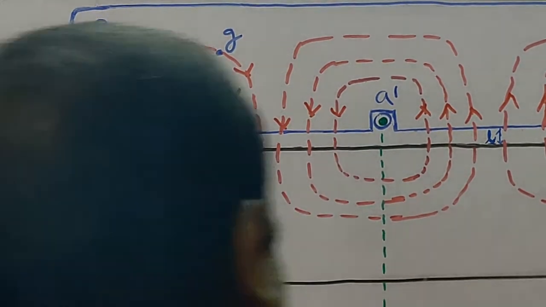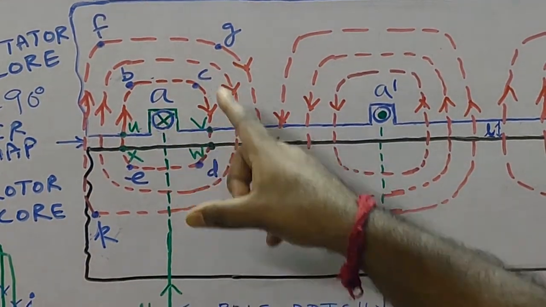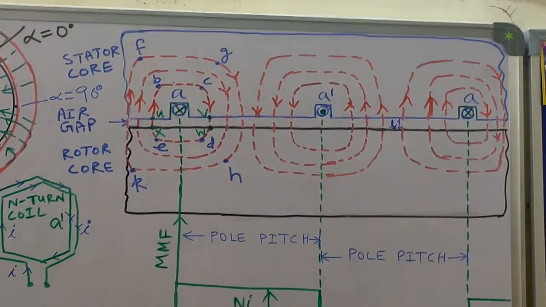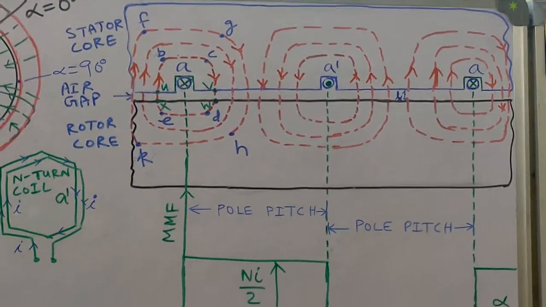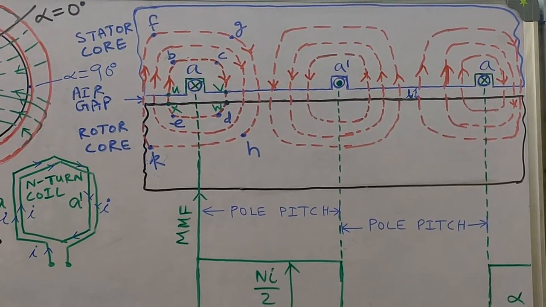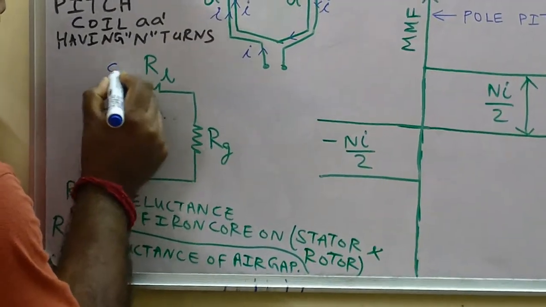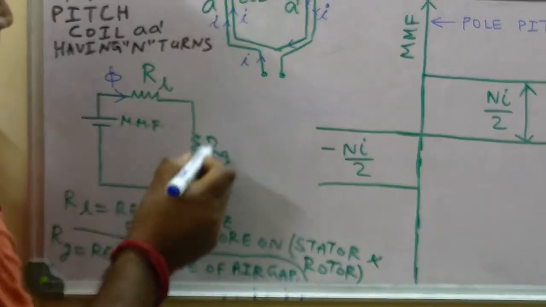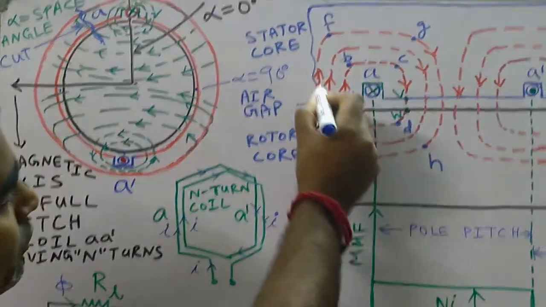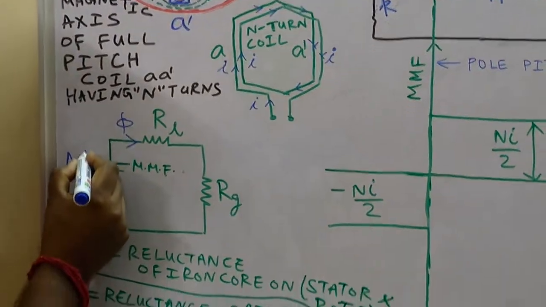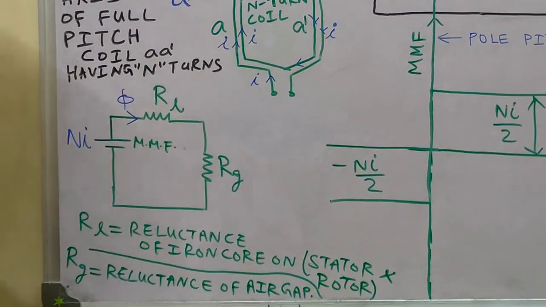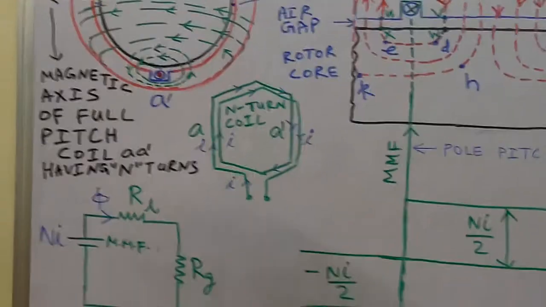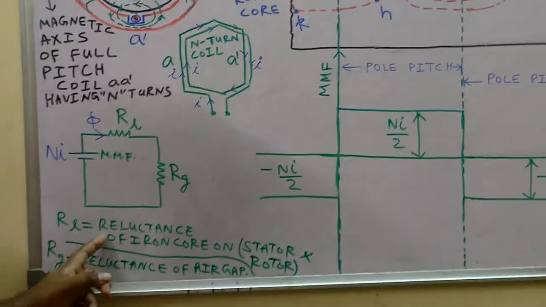Now you will find that this MMF acting along this closed path will appear as a drop. What kind of drop? MMF drop. MMF drop is defined as the product of reluctance and flux. So you multiply magnetic reluctance by flux phi, and magnetic reluctance multiplied by phi is the MMF drop. So what is the net MMF acting along this closed path? The net MMF acting along this closed path is Ni. Now what is RL? RL is the reluctance offered by the iron portion, the reluctance of the iron core.